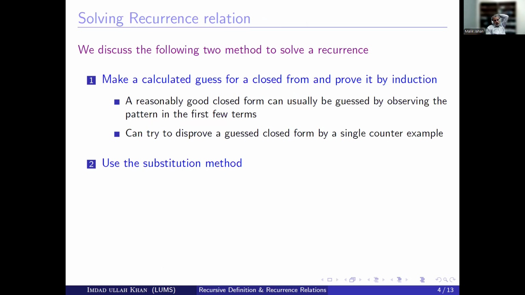So we'll be looking at two methods to solve a recurrence. The first method is that we make a calculated guess for a closed form, and in order to see whether our guess is representing the correct closed form, we'll prove it by induction. So the question is, where will the calculated guess come from? Usually the calculated guess can be informed by writing the first few terms of the given recurrence and trying to visualize the sequence.